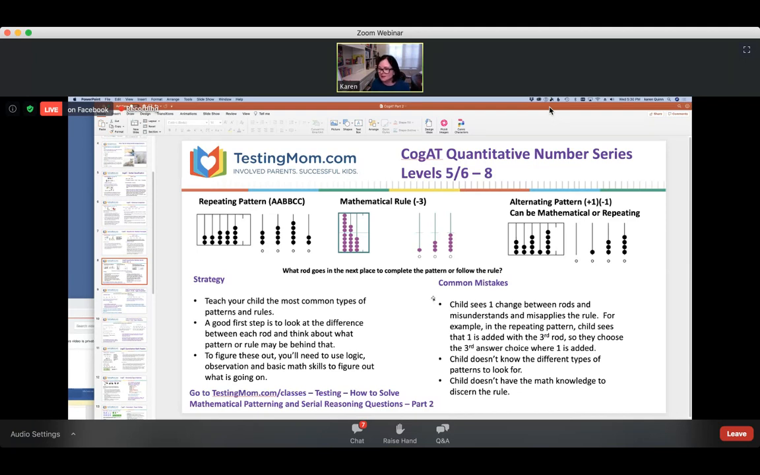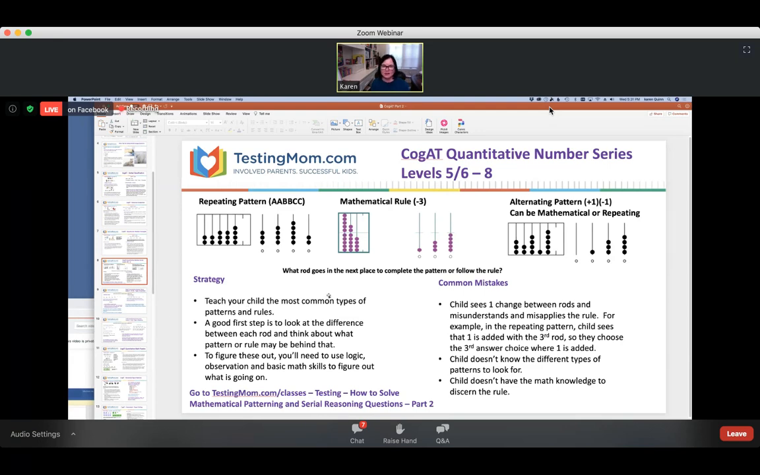Very common mistakes that you see on these is that they see one change between rods and then they misapply the rules. So, for example, in the repeating pattern here, maybe the child sees that we're adding one here, so they want to add one, and so maybe they pick this one. So they don't really look at it very carefully. The other common mistake is they haven't practiced enough, so they don't know the different types of patterns to look for. And then the same that we talked about before is some kids just don't have the math knowledge to figure out what the rule is.